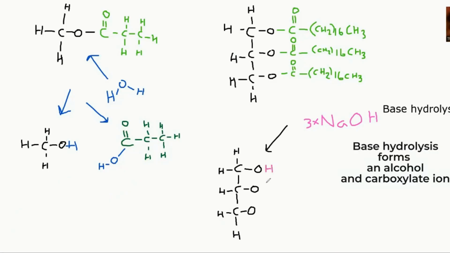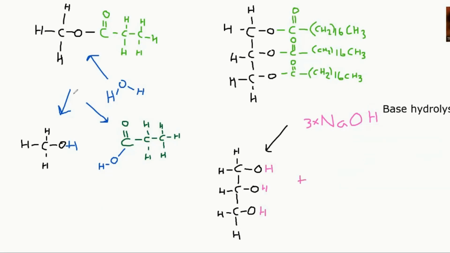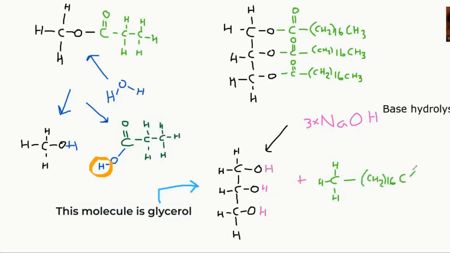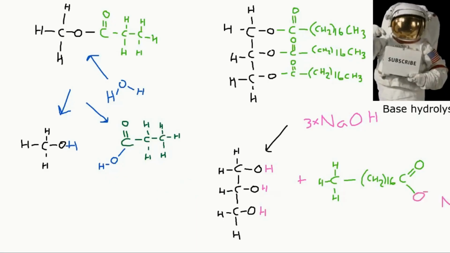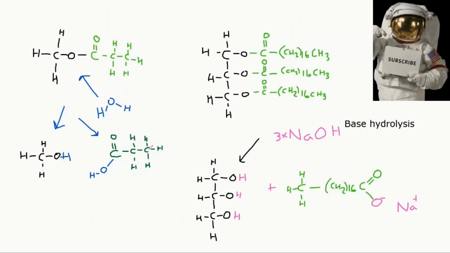But instead of getting a carboxylic acid like we make with the acid hydrolysis, we're going to get a carboxylate ion, sodium carboxylate. And the difference is that the hydrogen atom on the carboxylic acid on the left is replaced with a sodium ion, an Na+ ion. So this hydrogen I've circled in yellow is going to be replaced with an Na+. Okay, so you still get an alcohol, although it's a triol, but this time you get a sodium carboxylate instead of a carboxylic acid. And there it is.